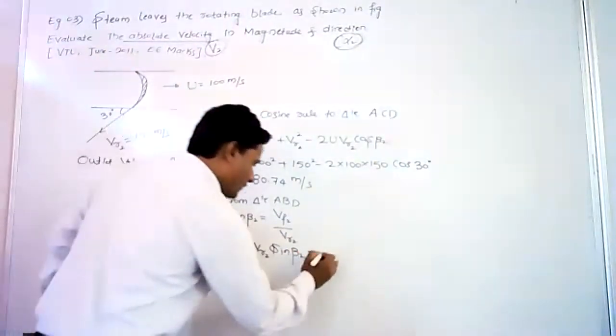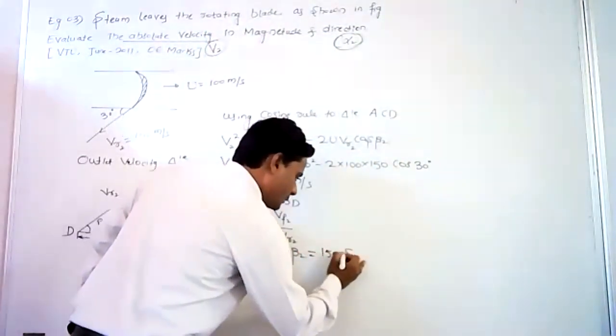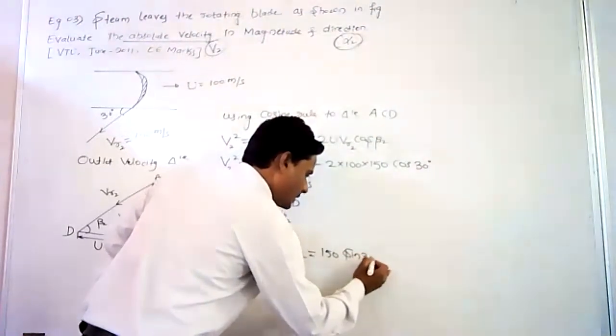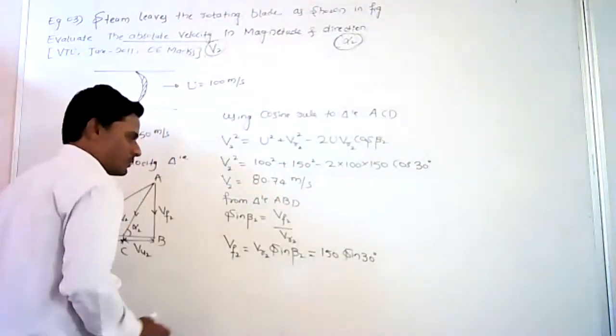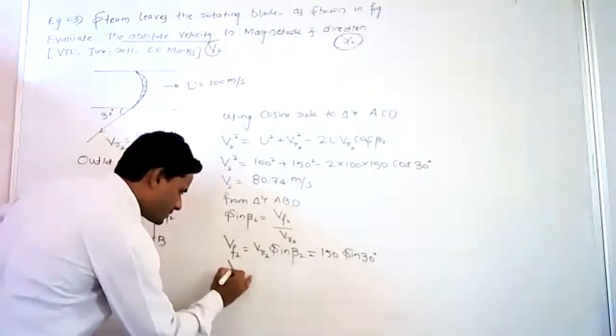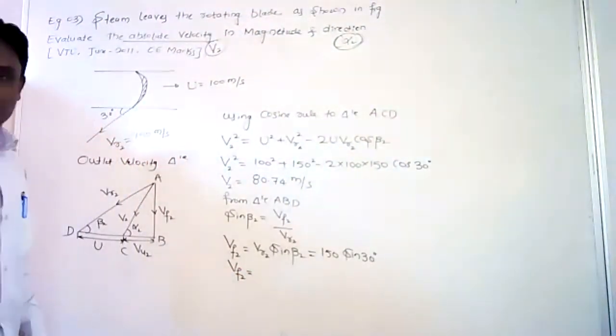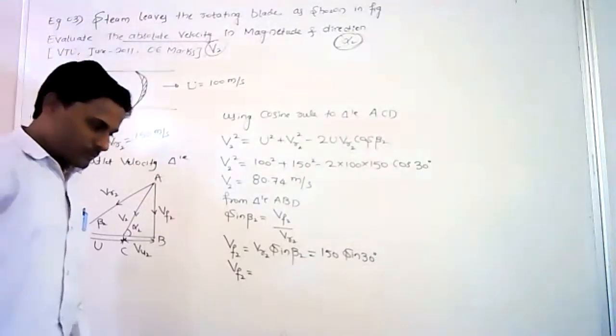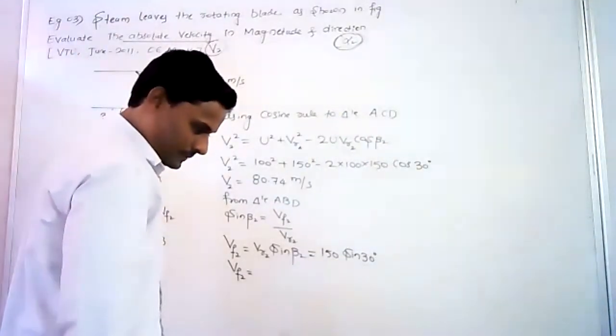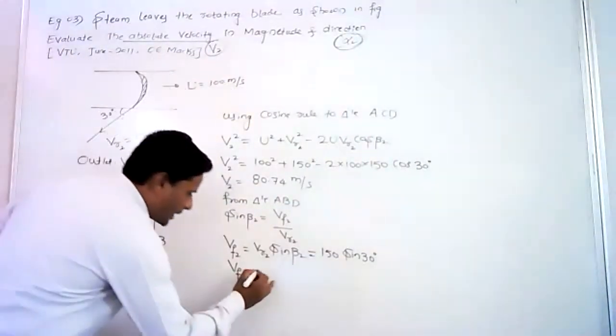VR2 is 150, and beta 2 is 30, so 150 into sin of 30 degrees. Get the value of VF2. It is 75, sir. Yes, 75 meter per second.